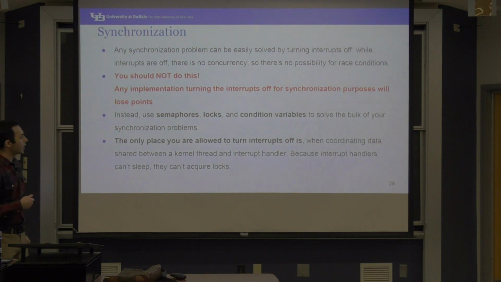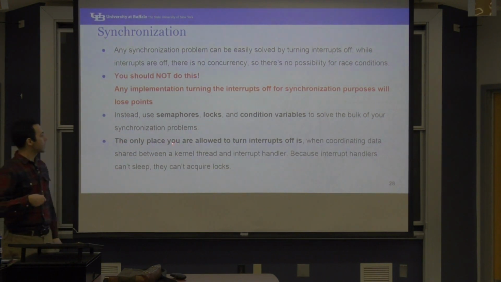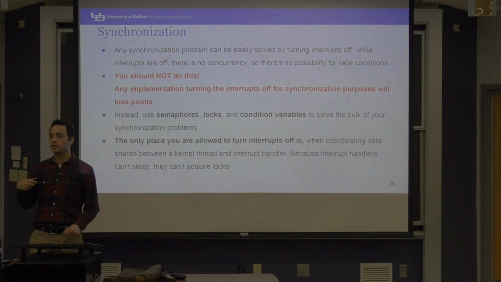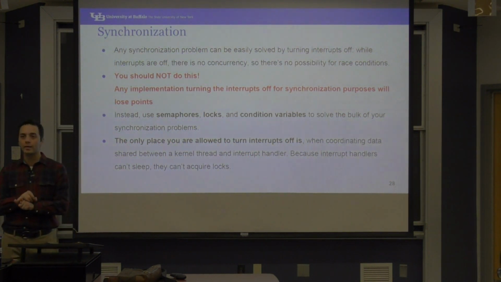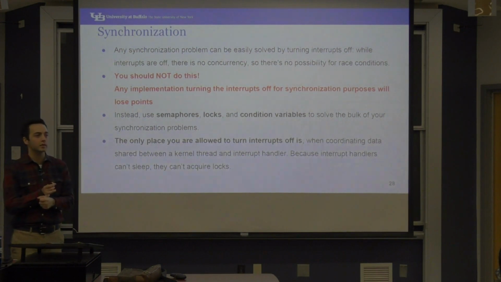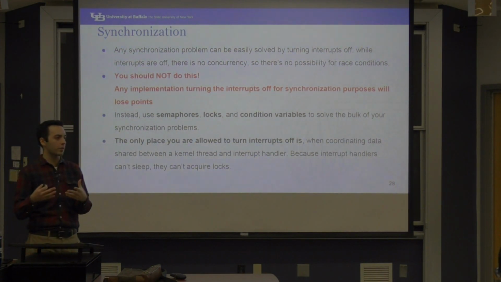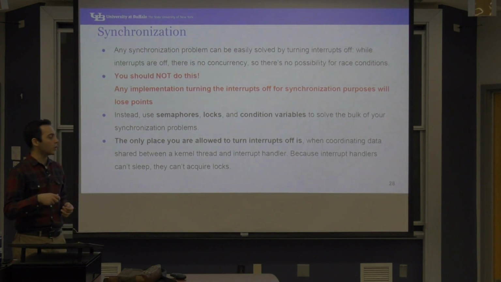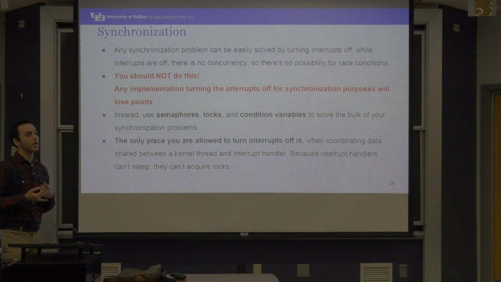So next, okay, I forgot this. The only place that you are allowed to turn interrupts off is when you are handling a synchronization between a kernel thread and an interrupt handler. Because interrupt handlers cannot acquire a lock or something because they cannot wait. Interrupt handlers should be very short and quickly give the process back to the main thread. So within the interrupt handlers, you cannot acquire a lock or wait or down a semaphore.